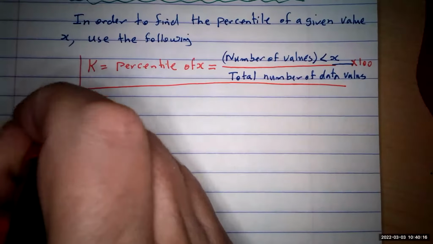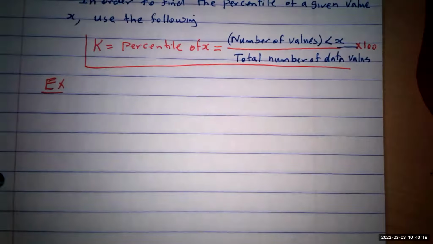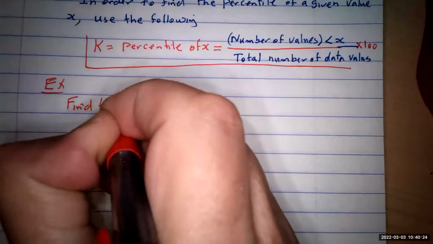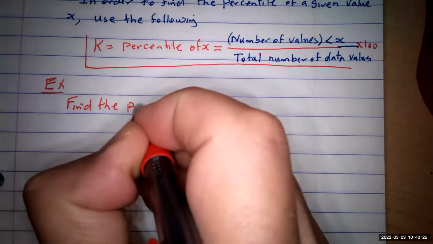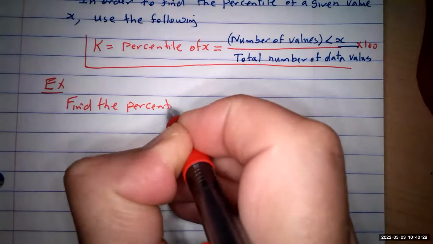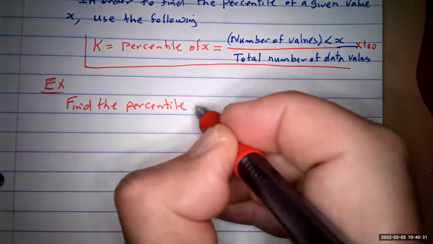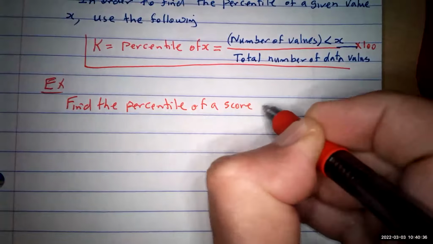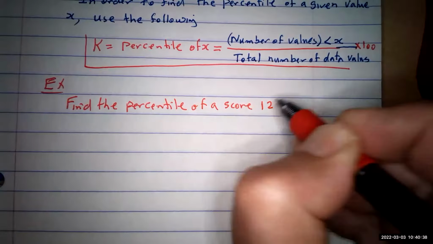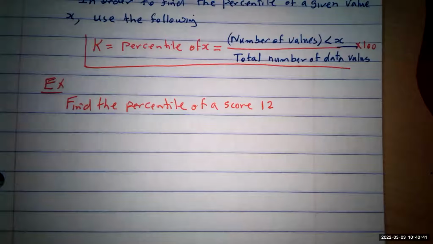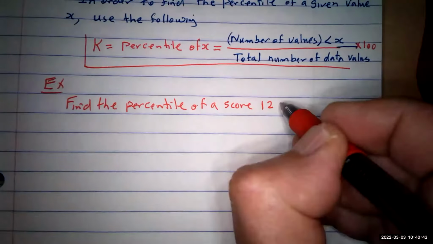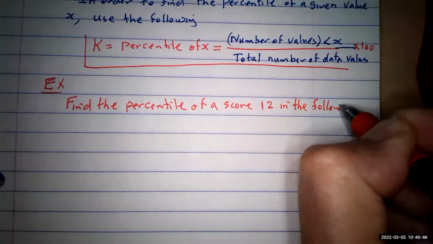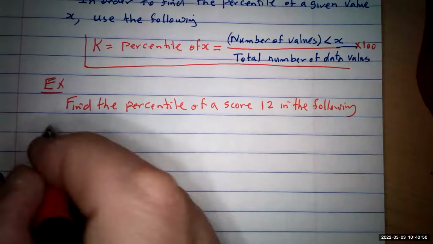Let's have one example to see what we're going to do. You get quite a lot in your book for your assignments. So we would like to find the percentile. The value would be given, the percentile of a score 12. This is a score from a test, the test with 20 points, in the following data set.